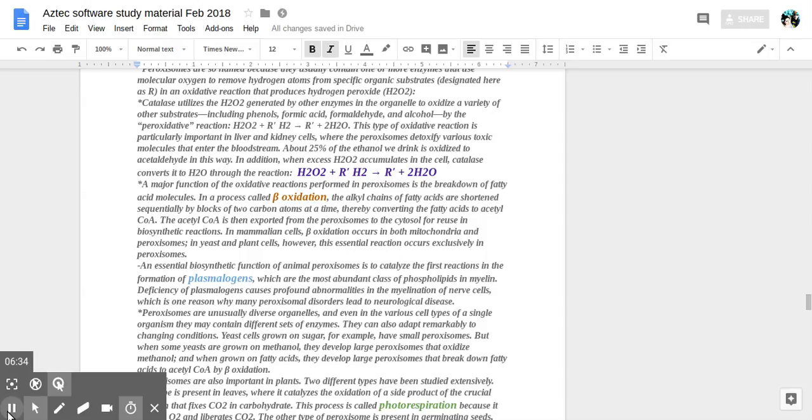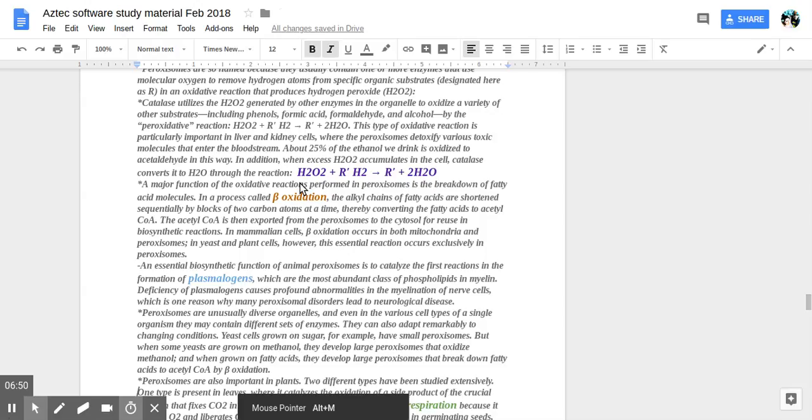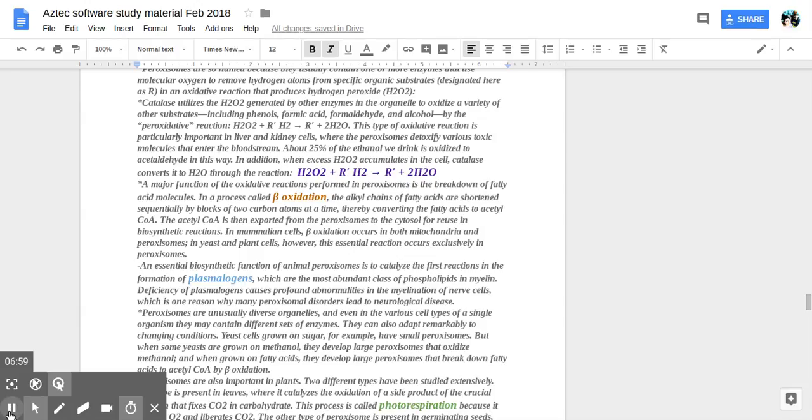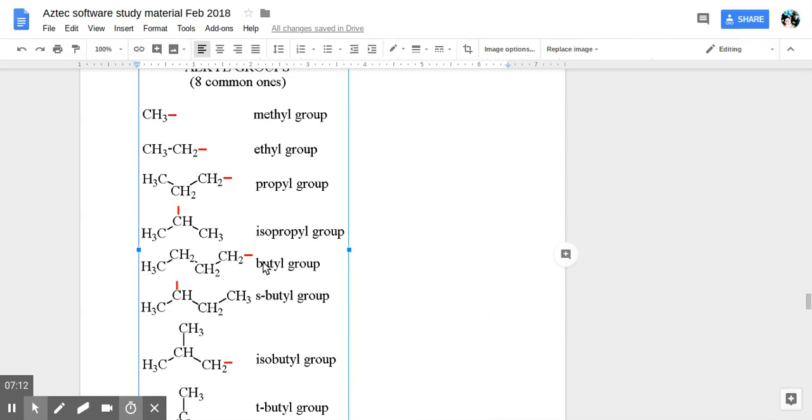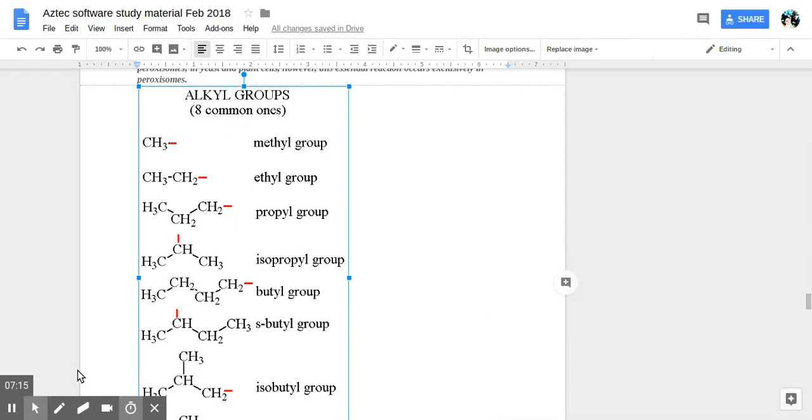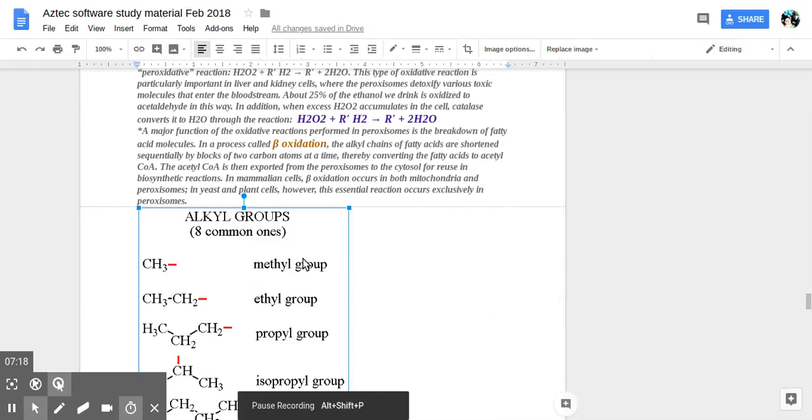So when H2O2 accumulates in cells, this catalyzes the reaction which we just mentioned. So the H2O2 is converted to water by adding the substrate that needs to be broken down. So substrates that have alkyl groups can be broken down by this reaction via the peroxidative reaction.